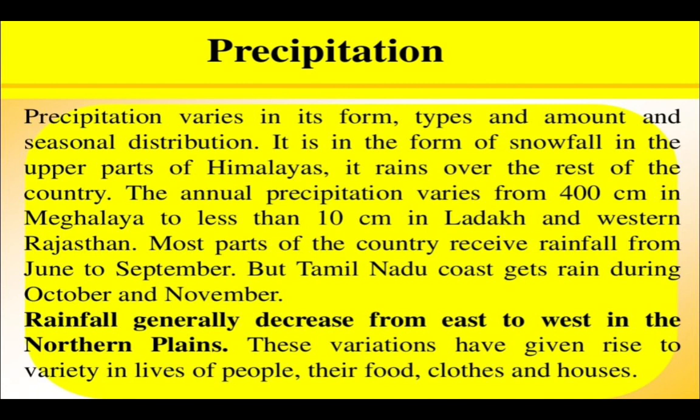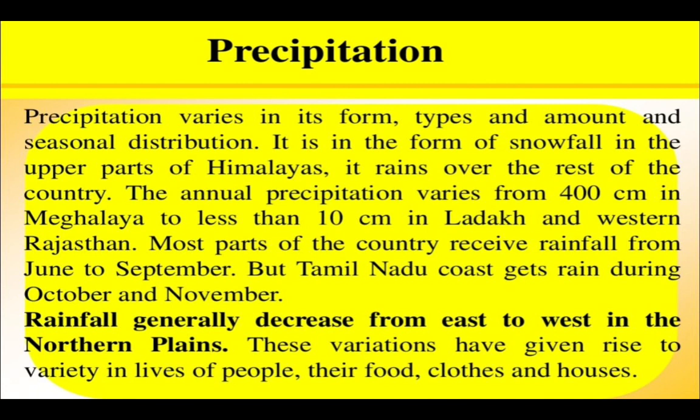The annual precipitation varies from 400 cm in Meghalaya to less than 10 cm in Ladakh and western Rajasthan, means nearly in desert and in Bhuj, Kutch also. So we see at some places there is a very high precipitation, whereas in some places the precipitation is very scarce. Most parts of the country receive rainfall from June to September.